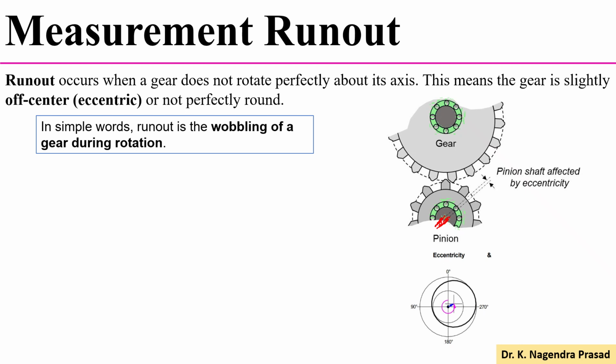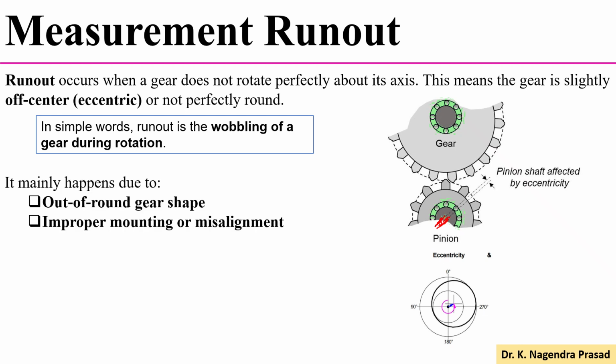In simple words, runout is the wobbling of a gear during rotation. So why does runout happen? This happens due to the out-of-round gear shape, improper mounting or misalignment. So when the gear shape is not perfectly round, or there is improper mounting or misalignment, runout will occur due to these reasons.